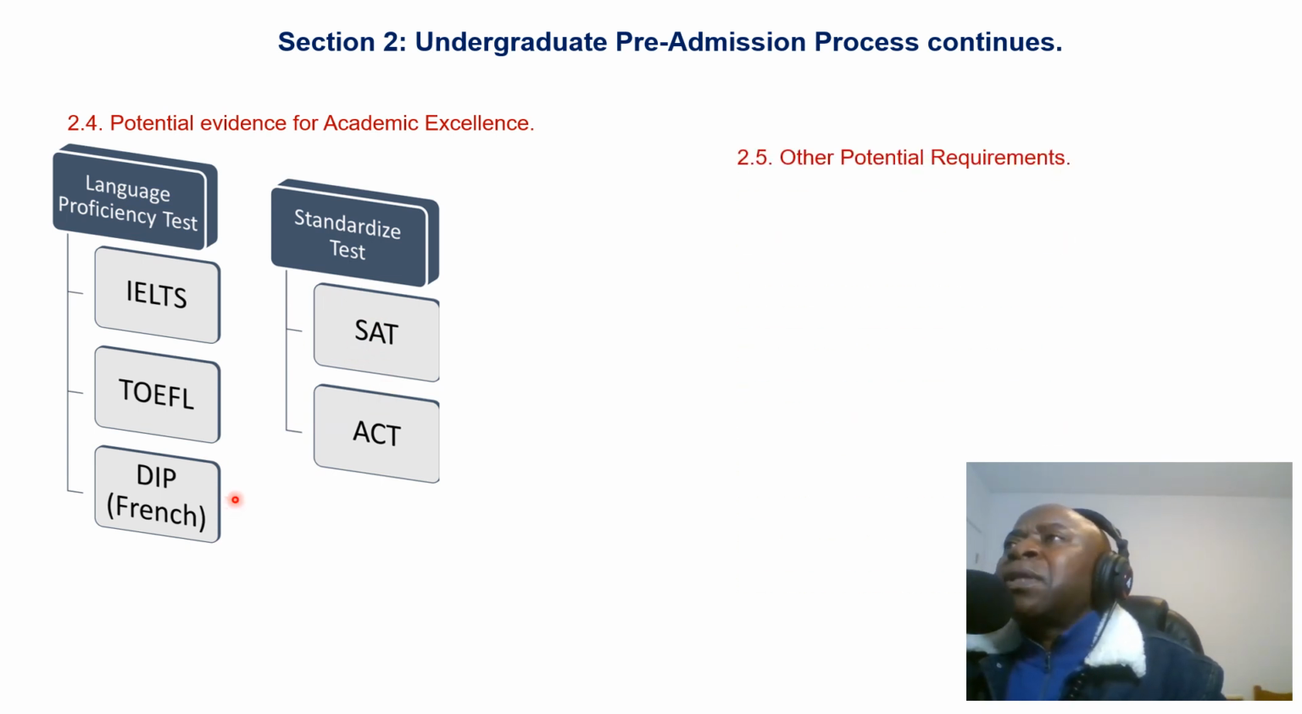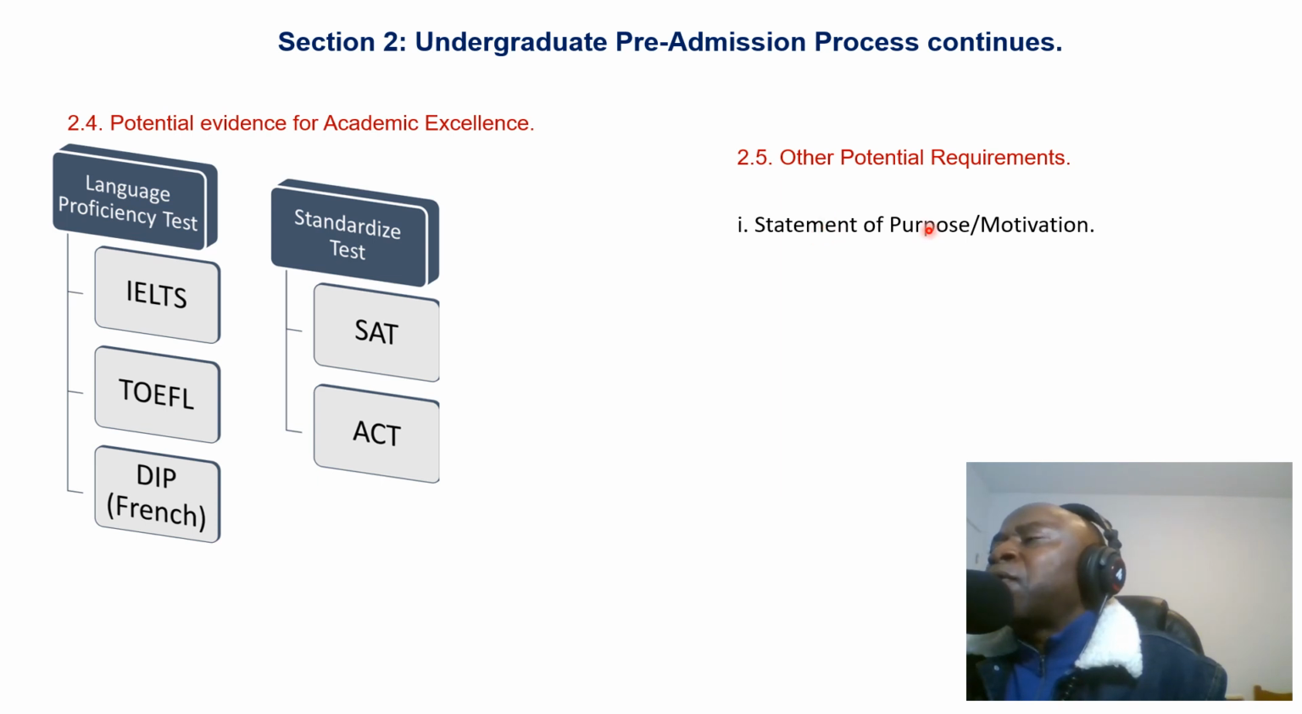So now, what are other potential requirements? Other potential requirements: you have to prepare a statement of motivation or purpose. It is very important. The content of it includes why do you want to study in that university? Why do you want to study that particular course? What motivates you? Why do you want to leave your country?